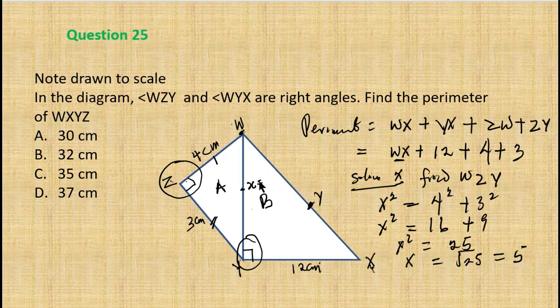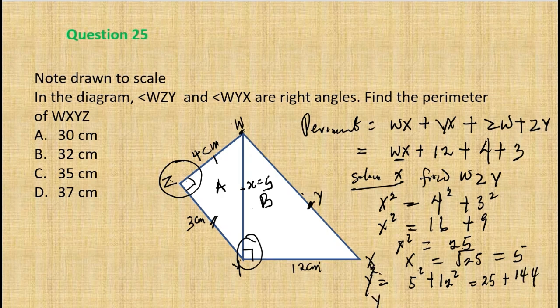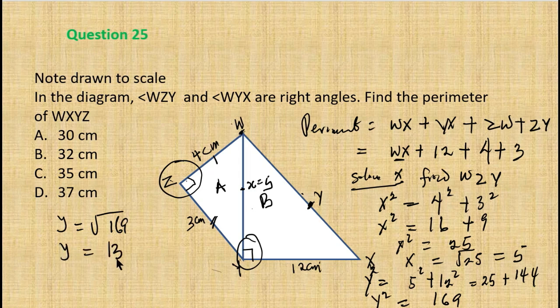Now, if my X here is 5, what is my Y? In the same way, I use Pythagoras theorem: my Y squared will come from 5 squared plus 12 squared. 5 squared is 25, and 12 squared is 144. Sorry, this is Y squared, not just Y. Y squared will be 144 plus 25, that's 169. Now, my Y will be the square root of 169, which is 13. My Y will be 13.